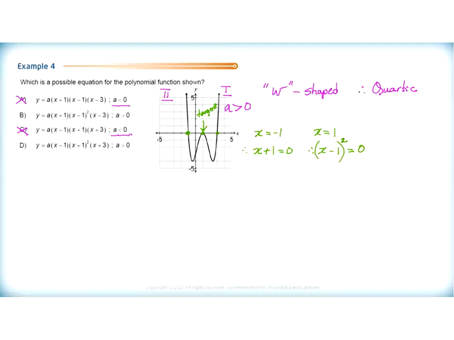And in the third case, we have an x-intercept at x equals 3. Therefore, the corresponding factor would be x minus 3 equals 0. To look for the possible polynomial function, we would have y equals a outside of x plus 1 multiplied by x minus 1 all squared times x minus 3, keeping in mind that the value of a has to be greater than 0. So in this case, the function that corresponds with this situation would be B.